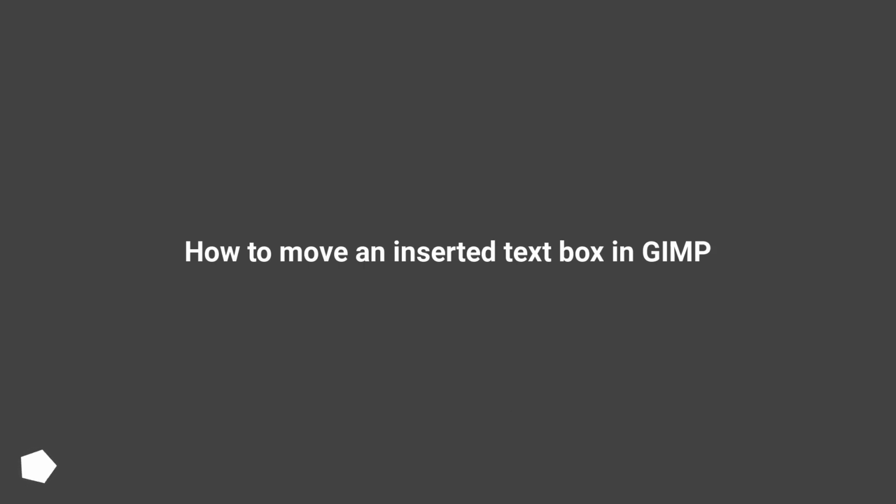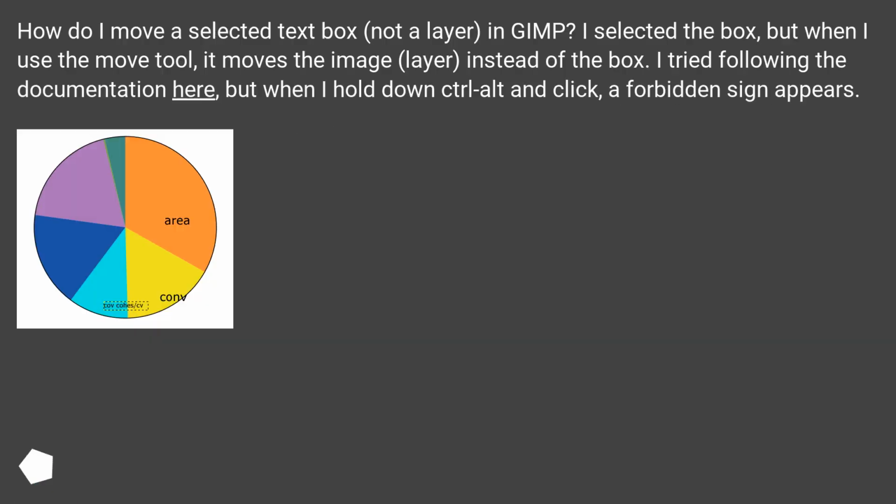How to move an inserted text box in GIMP. How do I move a selected text box, not a layer, in GIMP?